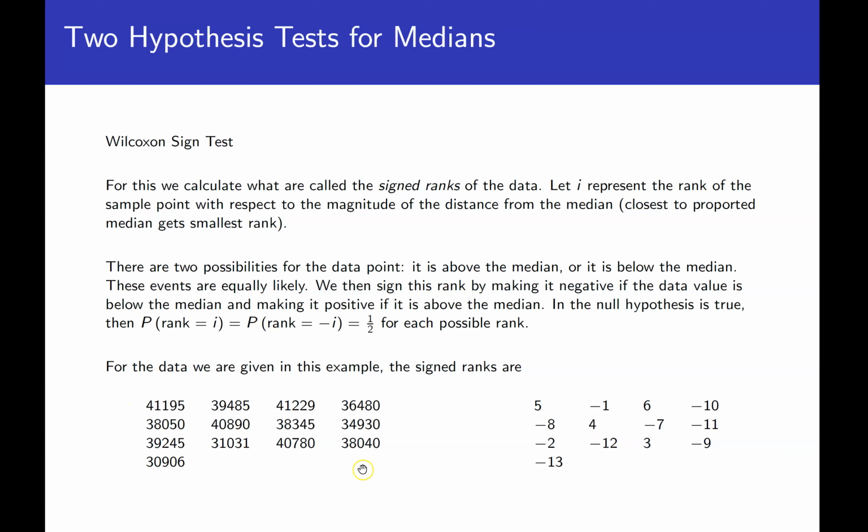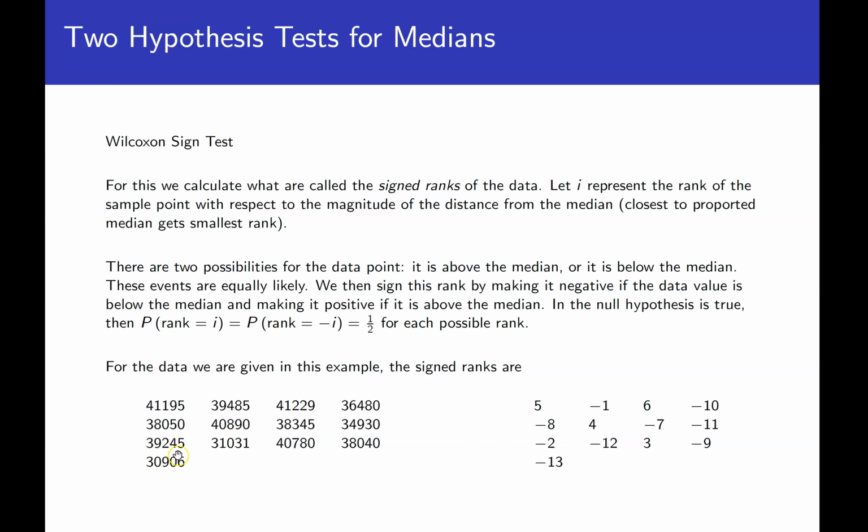So here's the data that we have in our sample. We can rank them from smallest to biggest by their difference away from the median. So this 39,485 is the closest to the median. It's only 515 away. The reason why we give it a negative is because it's below the median. So this is what we mean by signed rank.